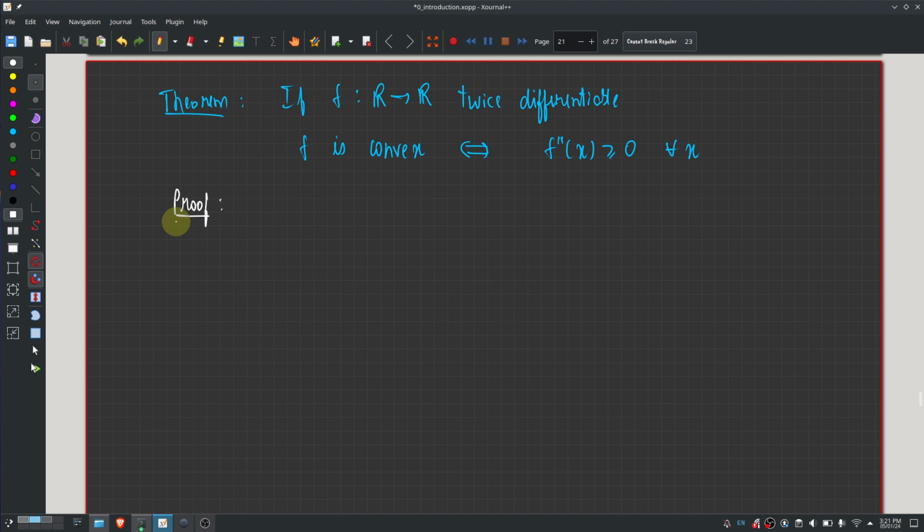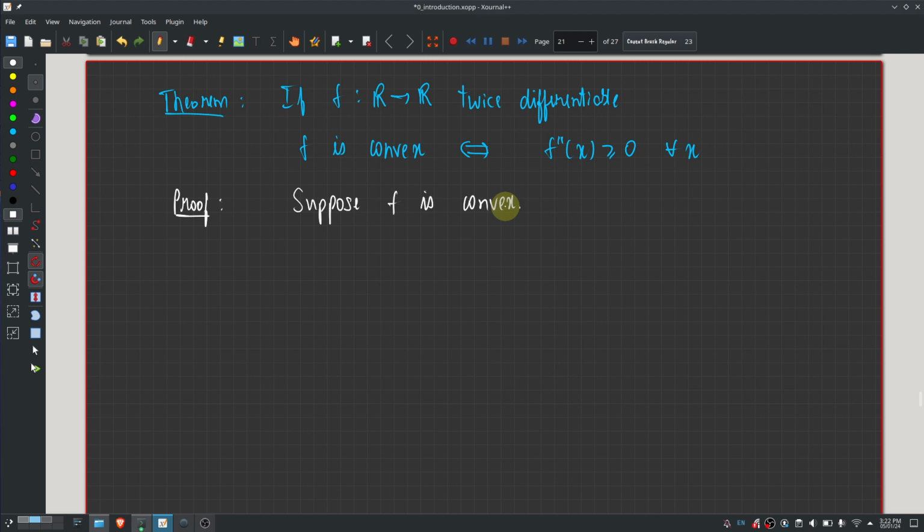So let's pick one side. Let's say that suppose f is convex. Which means that for every x1, x2 and alpha, f of alpha x1 plus 1 minus alpha x2 is less than or equal to alpha f of x1 plus 1 minus alpha f of x2. So we have to use this to show that the second derivative is always non-negative.